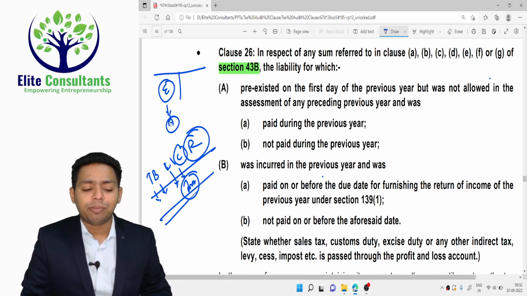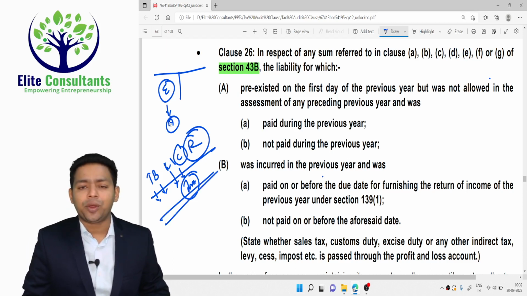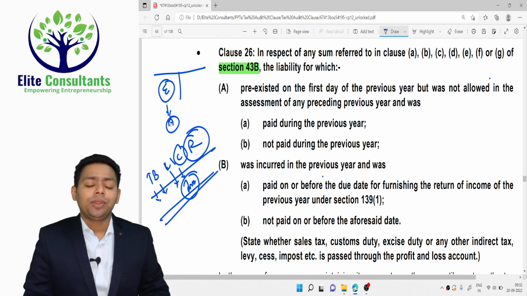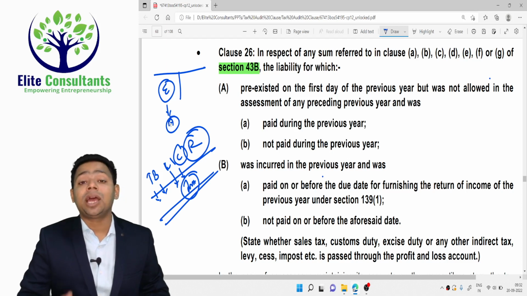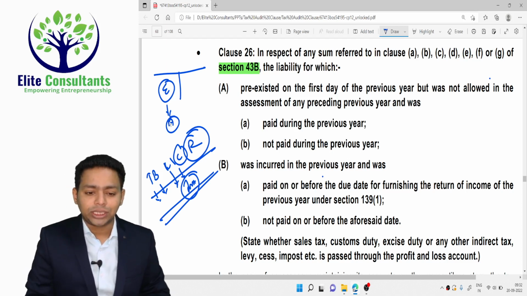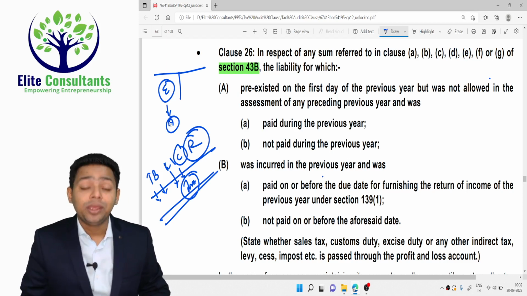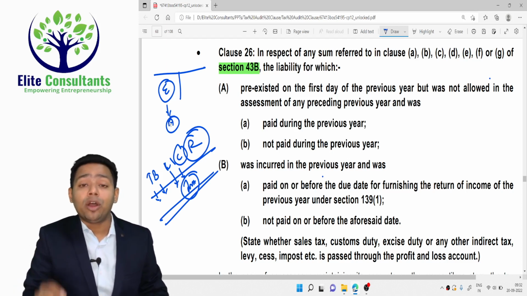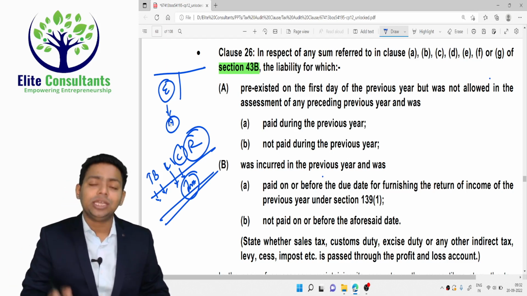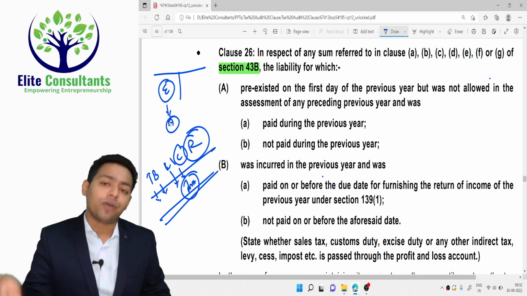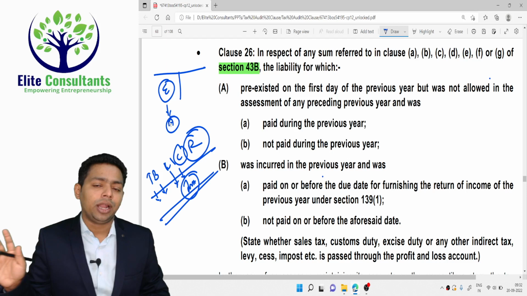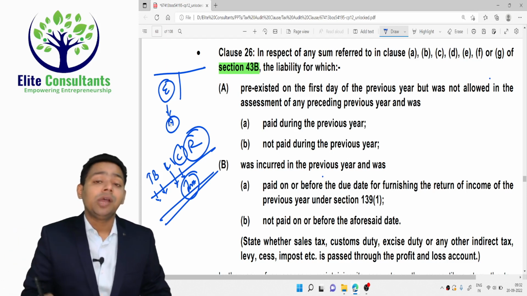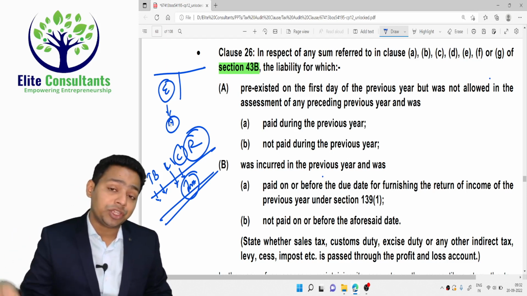So here the government says, because our interest is directly or indirectly involved here, or it is for the benefit of the employees, we will give you the deduction only and only when these expenses are paid. So we always say under section 43B, expenses are allowed on payment basis. That means it is overriding the principle of accrual. Although expenses are incurred, we will not give you the deduction in the year when it is incurred. We will give you the deduction in the year in which it is paid.